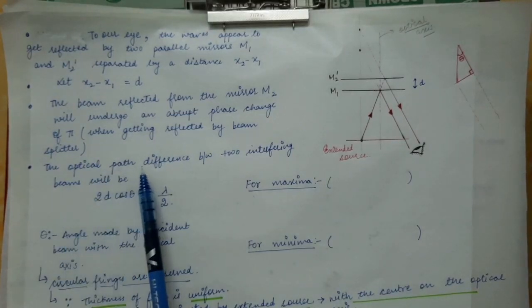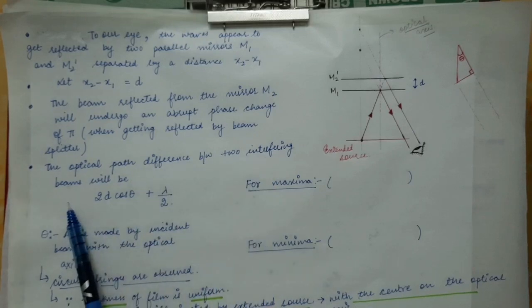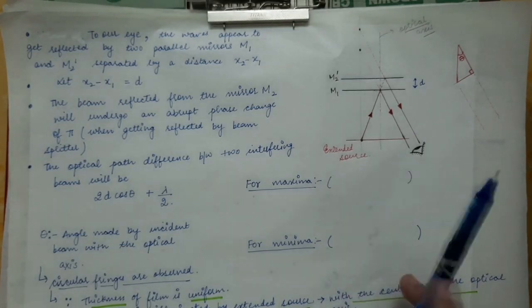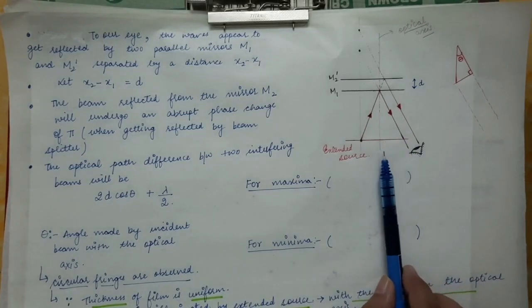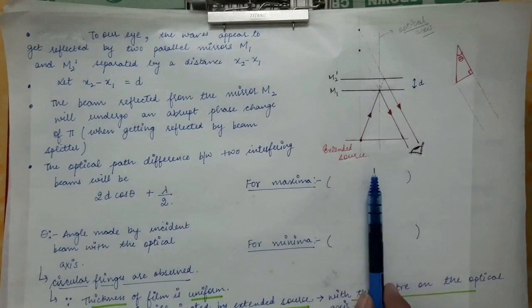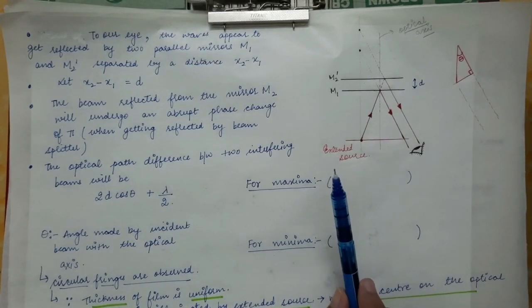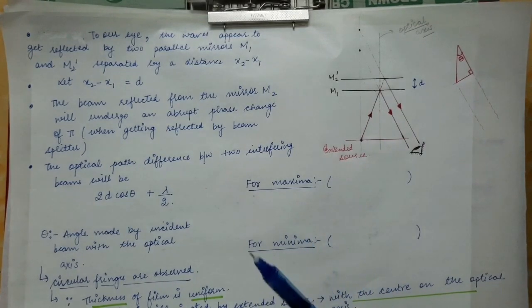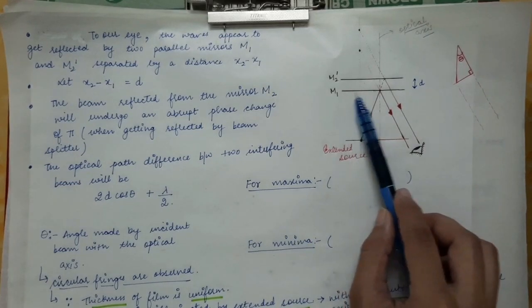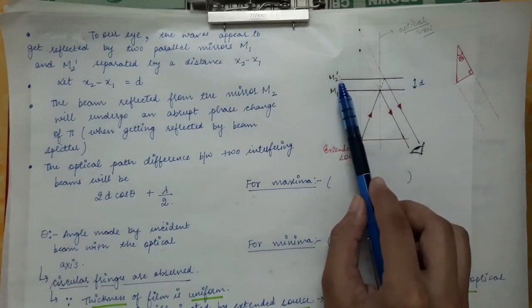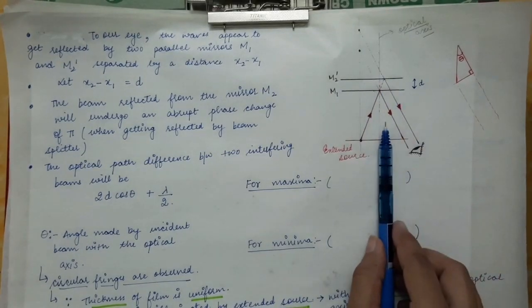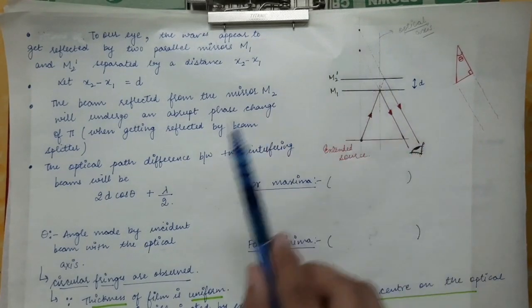Now what is the optical path difference between the two interfering beams, the ray 5 and the ray 6? What is the optical path difference between these two rays? Here I have drawn another diagram which represents only one optical axis. In the last diagram we had two optical axes which were perpendicular to each other, one perpendicular to mirror M2 and another perpendicular to mirror M1. But now I have drawn the M1 mirror and M2 prime, which is the image of the M2 mirror.